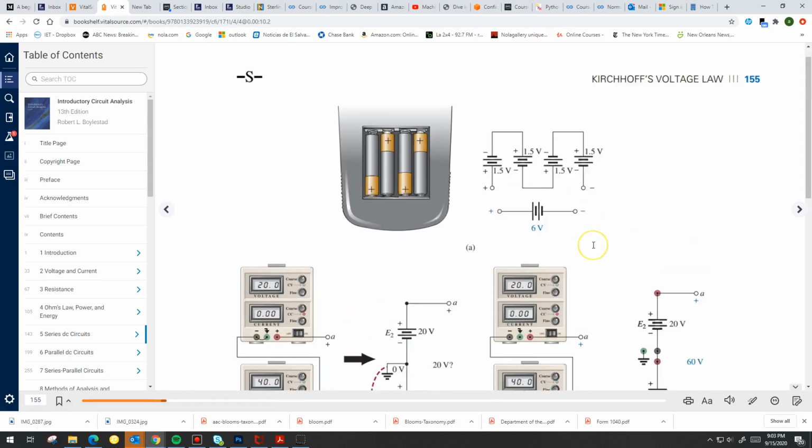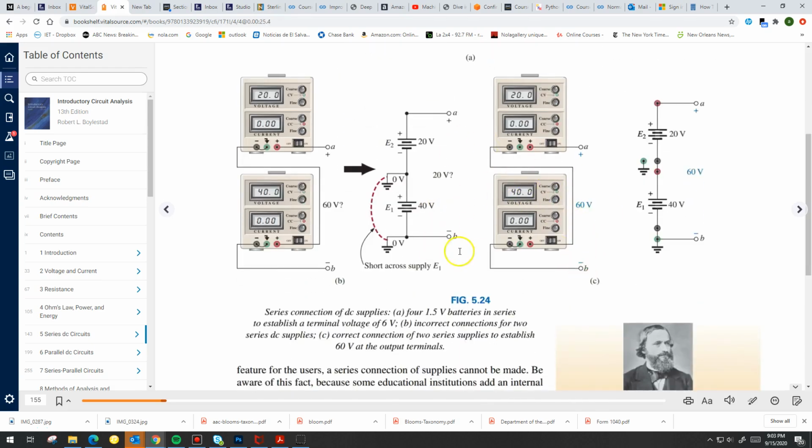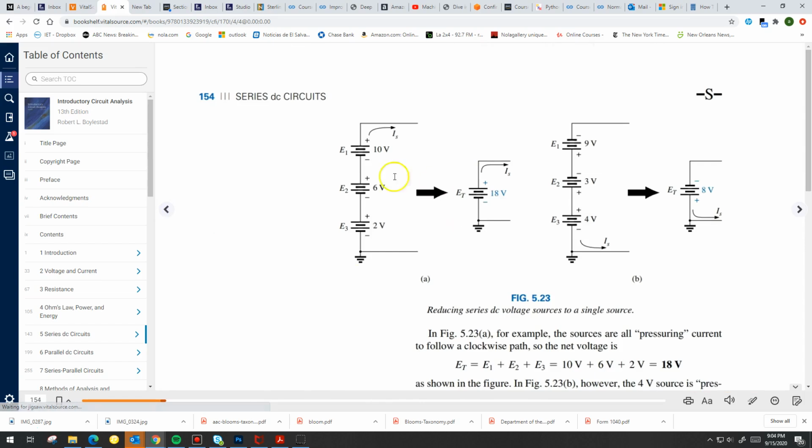So connecting batteries or sources in series allows you to increase the voltage if you need to, or decrease the voltage if you need to, for your purpose. And we'll do some of this in the lab later when you do some connections like this. So remember, you can always combine sources, batteries in series with no problem. The only thing is that you've got to be careful with the polarity, okay?